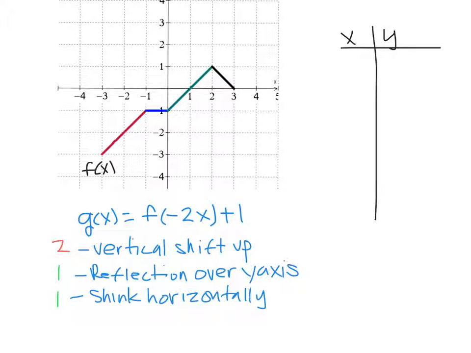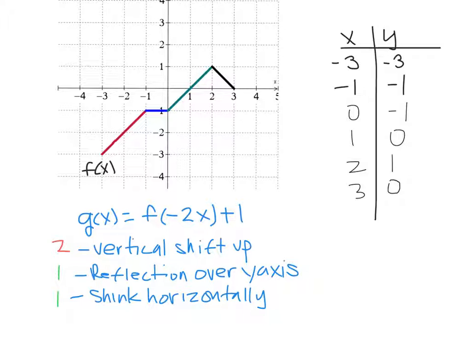And if we start on the left side, the first point we can identify, we have x is negative 3, y is negative 3, and then going right from there, we can identify a point of negative 1, negative 1. Then 0, negative 1, 1, 0, 2, 1, and 3, 0.